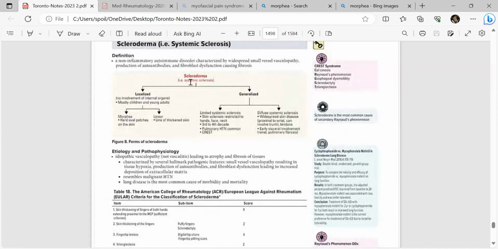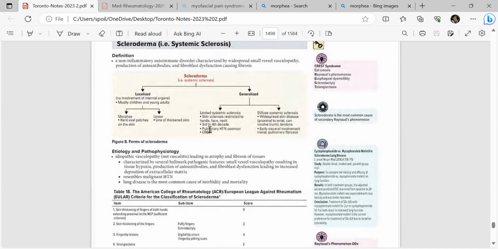Scleroderma is of two types. It's a non-inflammatory autoimmune disorder involving small vessels, causing the production of autoantibodies and dysfunction of fibroblasts, which leads to fibrosis. Localized is more common in children and young adults, and has two types: morphea, the hard oval patches on the skin, and linear, the thickened lines on the skin. Now generalized. Generalized is limited and diffuse. Limited is skin sclerosis restricted to hand, face, and neck.